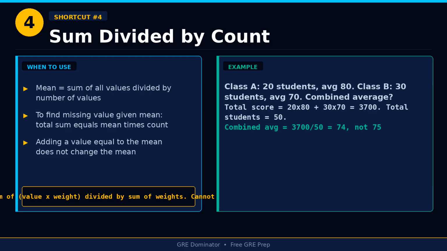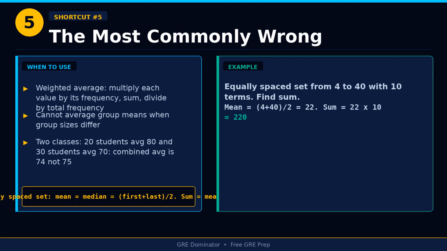or removed. Weighted average requires weighting each value by its frequency or group size before averaging. Multiply each value by its weight, sum all the products, divide by the total weight. For two classes, 20 students times 80 equals 1,600. 30 students times 70 equals 2,100. Sum is 3,700. Total students is 50. Combined average is 74. This applies whenever groups have different sizes, departments, age groups, or any categorized data. Always check whether groups are equal before averaging means.